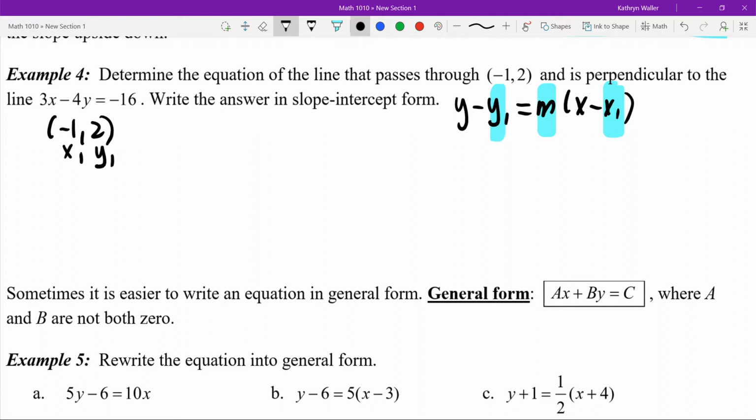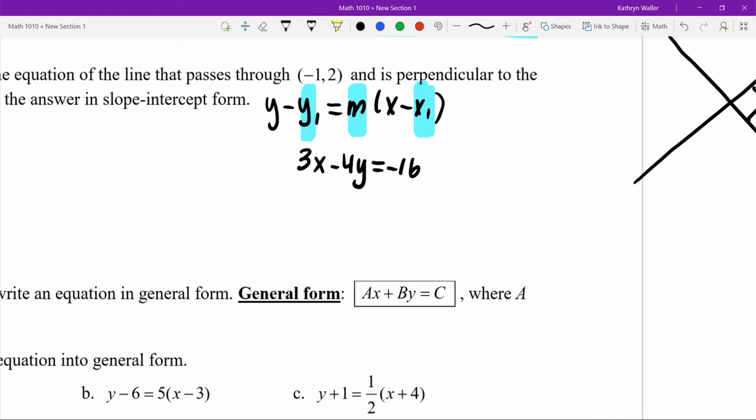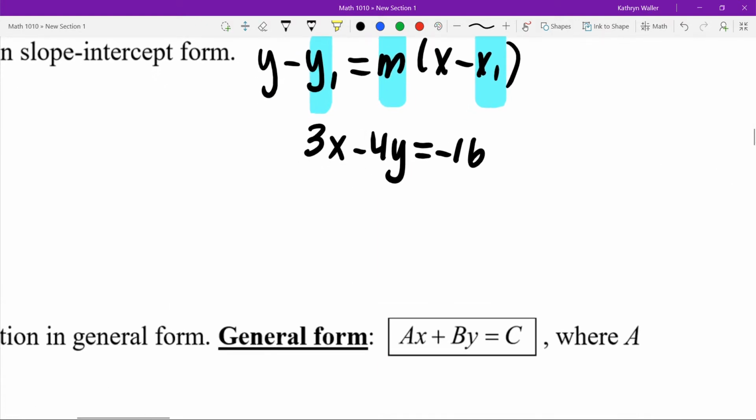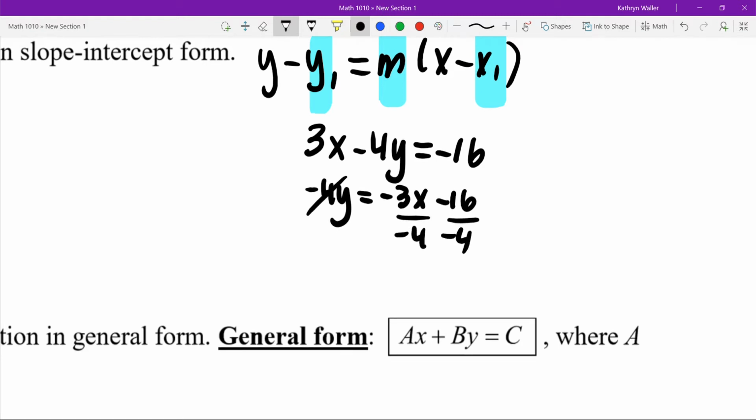Everybody in the room, what don't I know? The slope, just like what we did before. So how do you find the slope? Well, it's going to be perpendicular to this guy. So let's find this guy's slope. So everybody go 3x minus 4y equals -16. Tell me what to do to that equation. Solve for y, right? So move your x over. So you have -4y equals -3x minus 16. Divide by -4. And you get y equals 3/4 x plus 4.